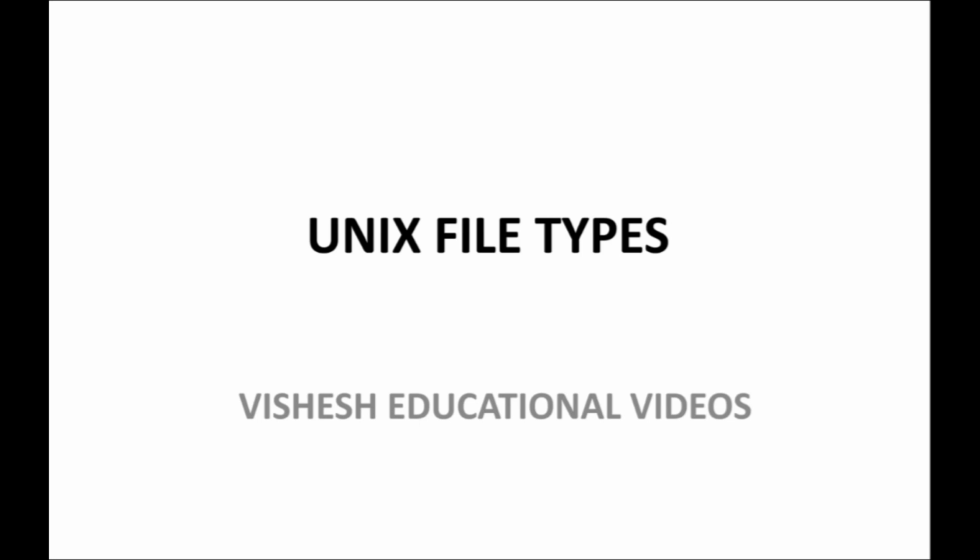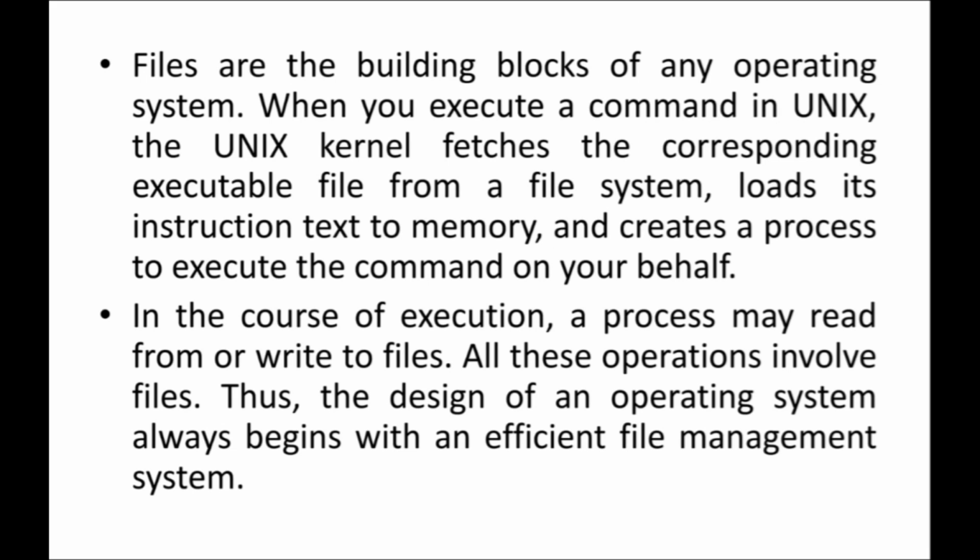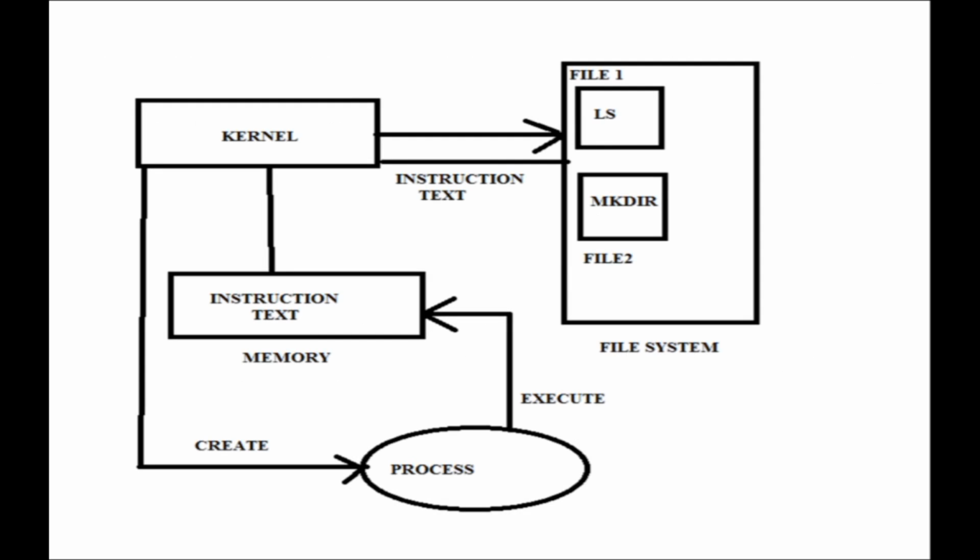So let me begin the explanation of Unix files that are supported in Unix operating system. Different types of Unix files that are supported in Unix operating system. So for any operating system, files are the building blocks. Files play a very important role if you take any operating system. So now I will discuss how a command is going to be executed in Unix, right? Then I am going to discuss different types of Unix files.